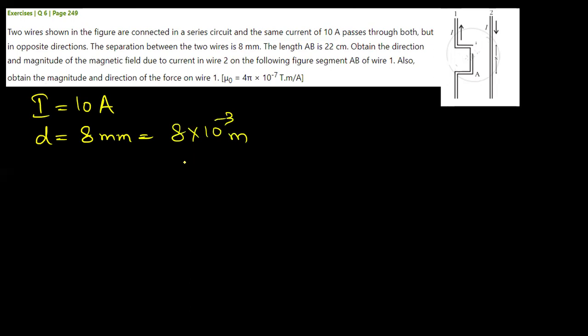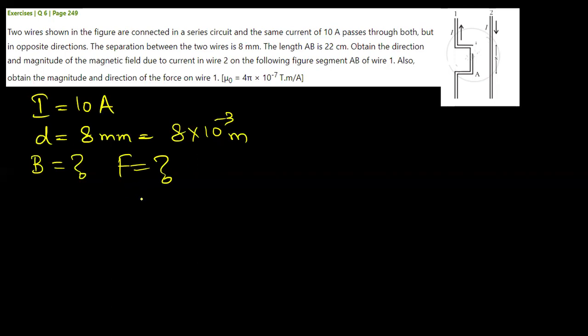The length AB is 22 centimeter. Obtain the magnetic field due to the current in wire 2 at the segment AB of wire 1, also obtain the magnitude and direction of the force on wire 1. So two things you are supposed to find out. One is B, one is F. So first let us find B.